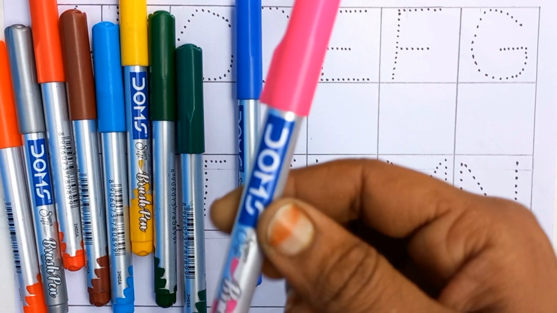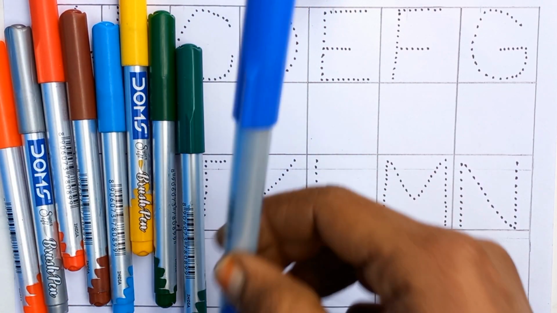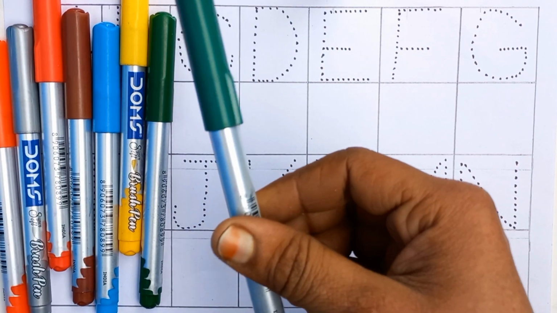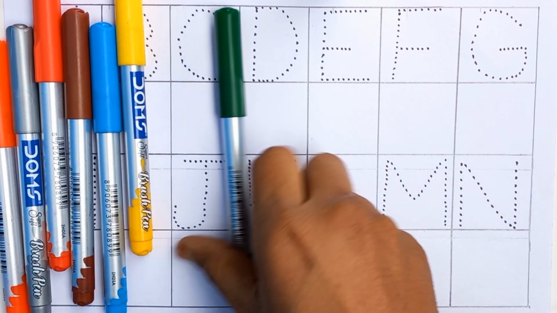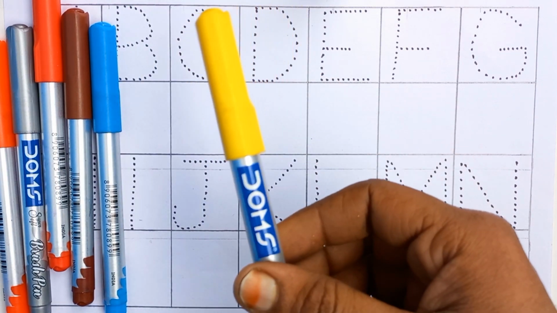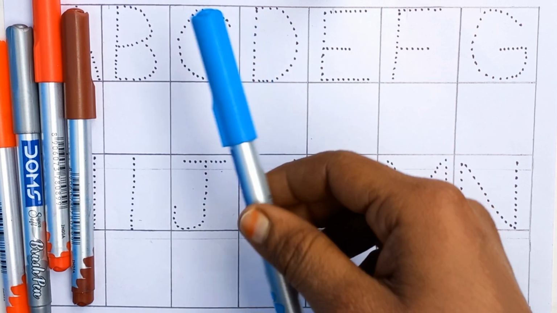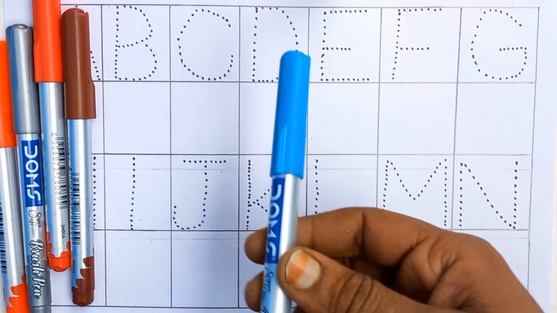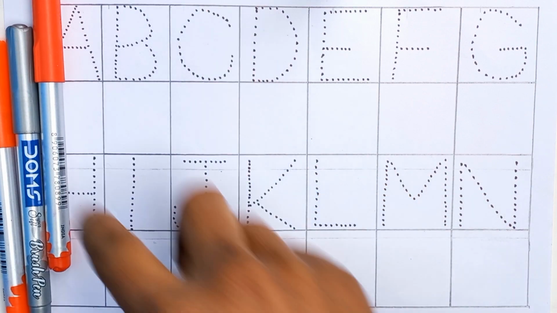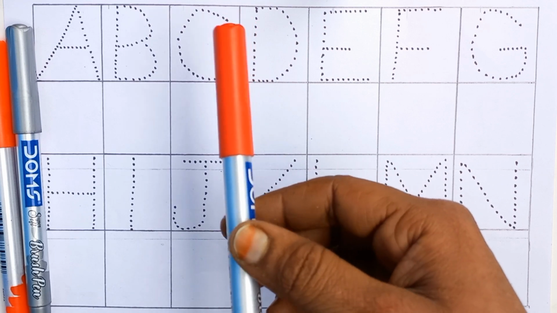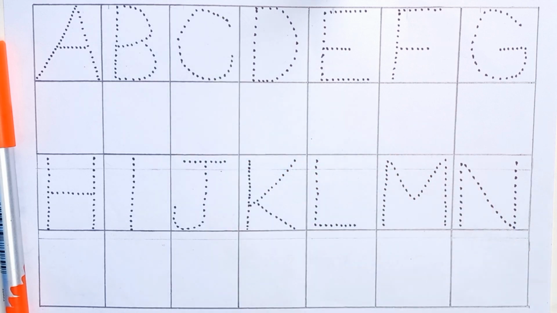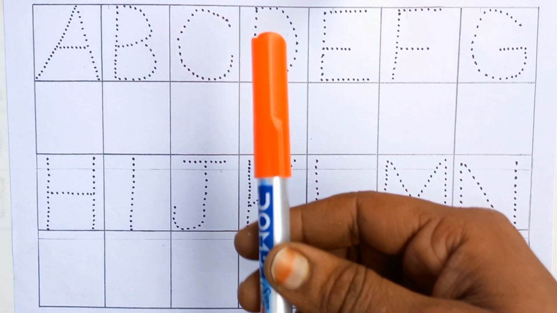Ye hai pink color. Blue color. Green color. Dark green color. Yellow color. Sky blue color. Brown color. Red color. Gray color. Orange color.